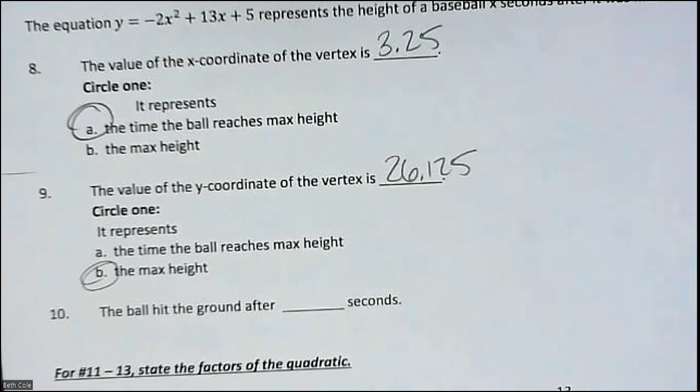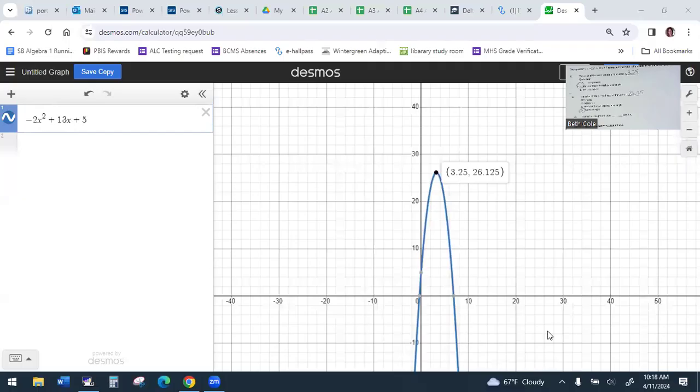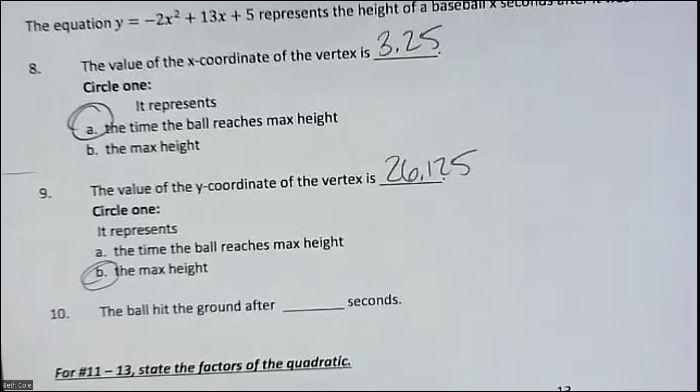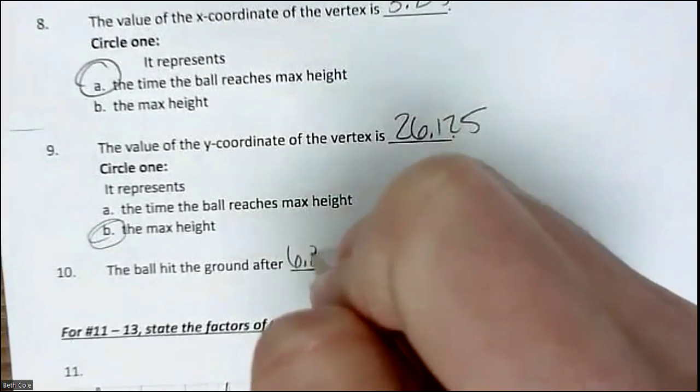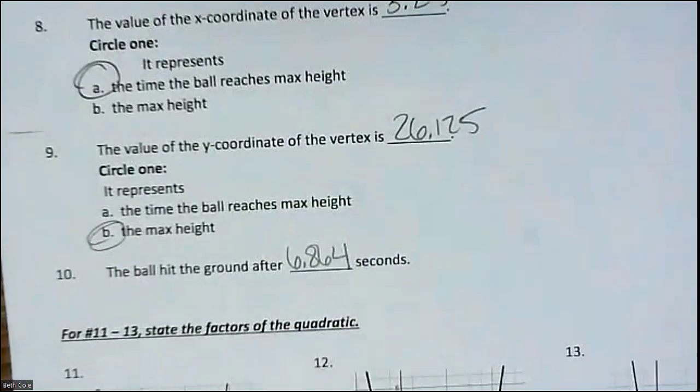And then the last one, when does the ball hit the ground? Where am I going to click to get that answer? It'll just tell you. Yeah, right there. When does it hit the ground? 6.864. So that's no work. You just have to put it in the calculator and use your common sense.